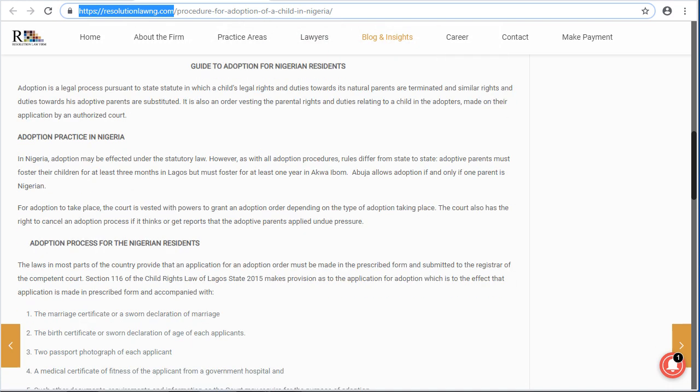For adoption to take place, the court is vested with powers to grant an adoption order depending on the type of adoption taking place. The court also has the right to cancel an adoption process if it thinks or gets reports that the adoptive parents apply under pressure.